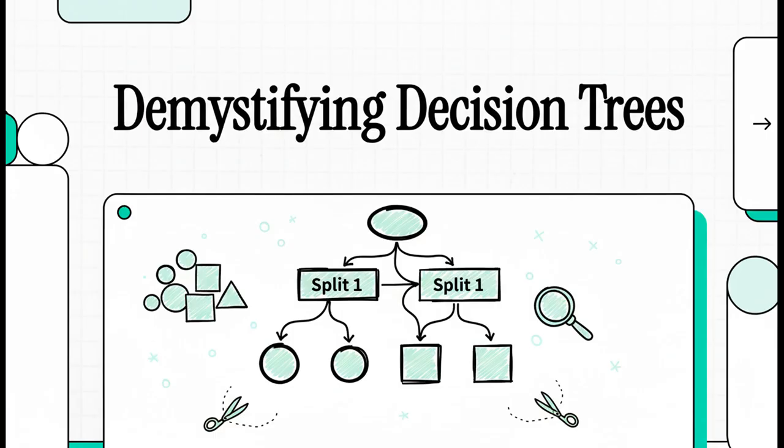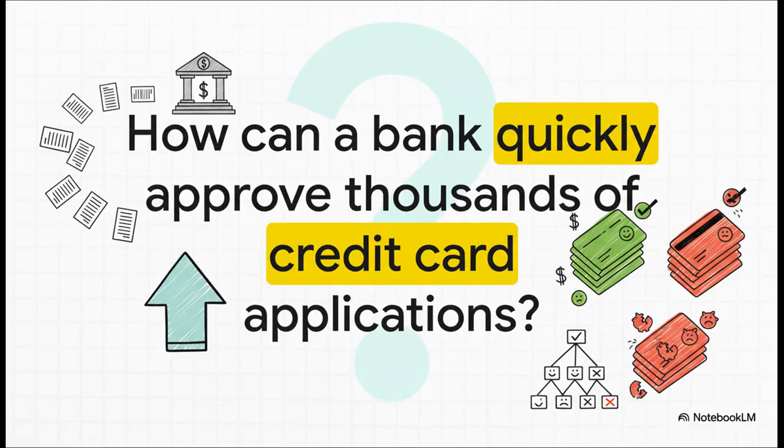Let's get into it. So let's put ourselves in a real-world scenario. Imagine you're a bank, right? You've got thousands of credit card applications piling up. Every single one is a gamble. If you approve the wrong person, you could lose a ton of money. But reject the right person, and you've just lost a valuable customer. This is what we call a classic classification problem, and it is the absolute perfect stage for a decision tree to shine.